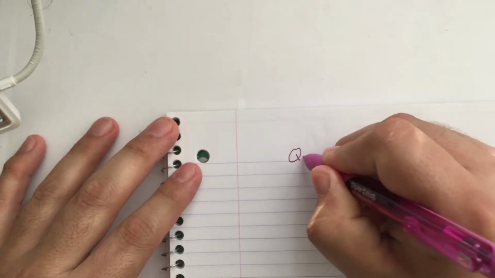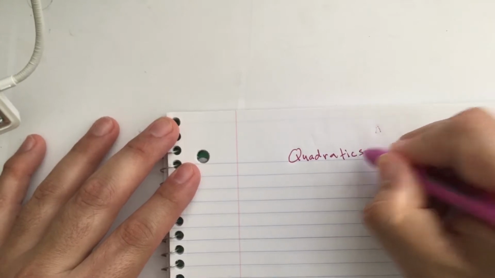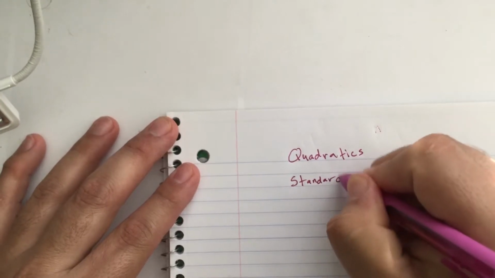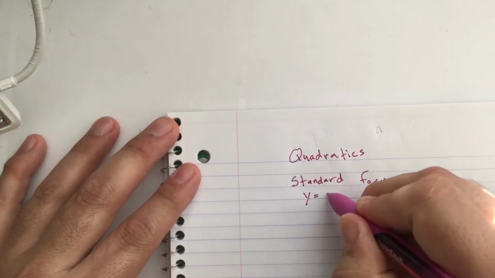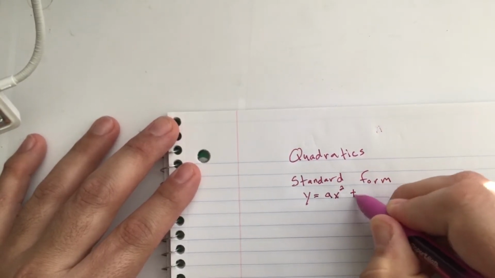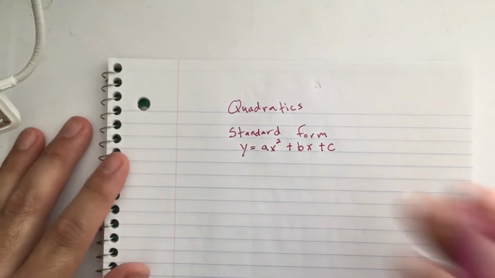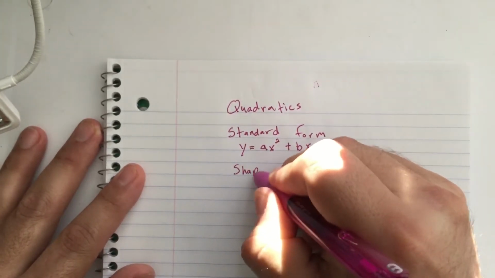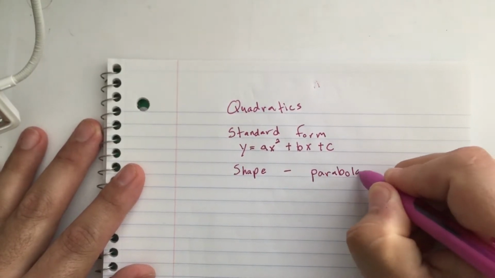We're talking about quadratics, okay? And we actually did this before we left for spring break. Quadratic, the standard form is y equals ax squared plus bx plus c. Okay, that's something important to remember here. This is a quadratic, and a quadratic has a shape called a parabola. Parabola. Okay, and it looks like a U.